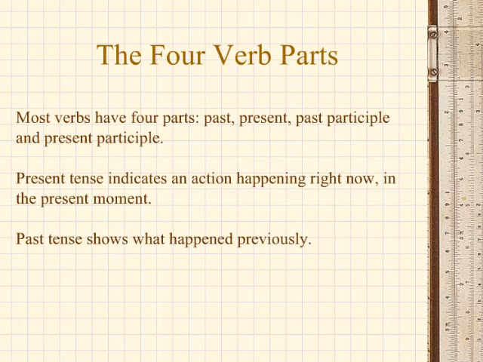Most verbs have four parts: past, present, past participle, and present participle. These names and how and when they're used confuse the best of us, so just do your best and review as much as you need to. Present tense is the easiest. It indicates action that is happening right now, in this present moment. Listen. I compose a lecture. I listen to music. Those verbs are present. They show what I, the subject of the sentence, am doing right now.